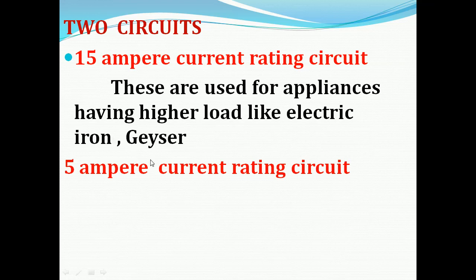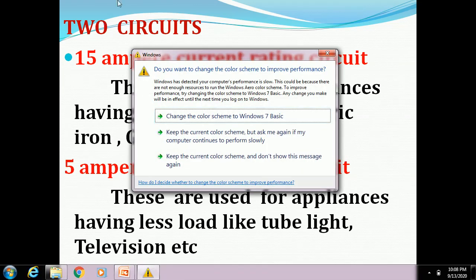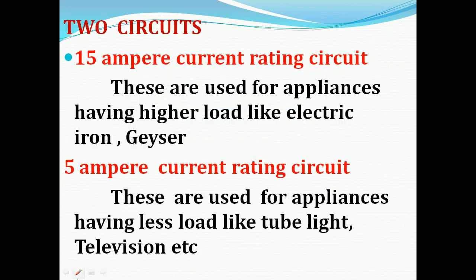So the 15 ampere circuit is used in electric equipment having higher load. Examples of such equipment are electric iron and geyser. The next circuit is the 5 ampere current rating circuit. These are used for appliances having less load like tube light, television, etc. So for these electrical equipments which carry less load, like tube light and television, we use the 5 ampere current rating circuit.